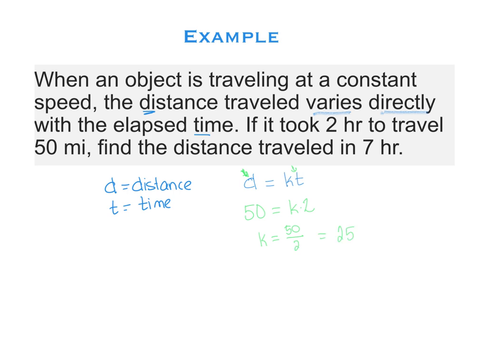And now we can solve for anything they give us. We're going to say, well, the distance is going to be 25 times the time. So if we want to know how far they traveled in 7 hours, well, we're just going to plug that 7 in. The distance is going to be 25 times 7, which is 175 miles.